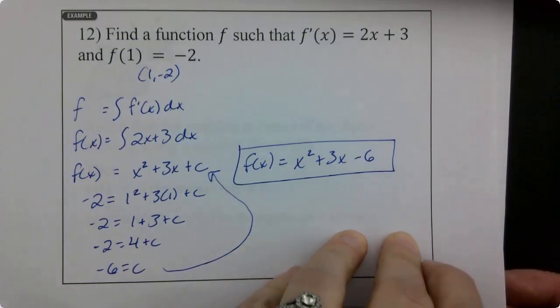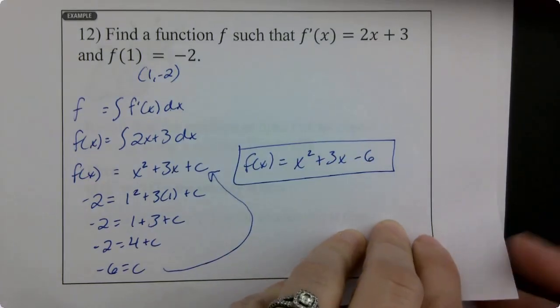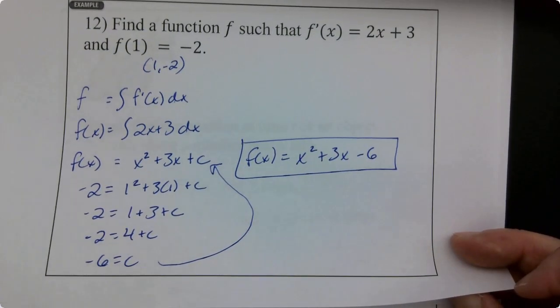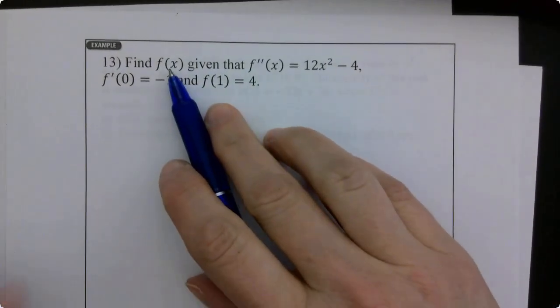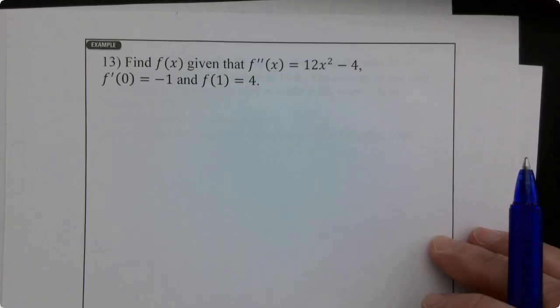All right, the next one, you're going to do the same thing, except you're going to have to do it twice, because I give you the second derivative, and you're going to have to go all the way back to find the original function. So try number 13 with your groups.